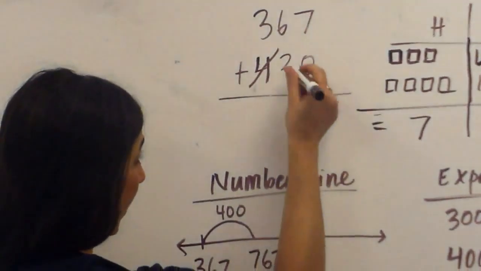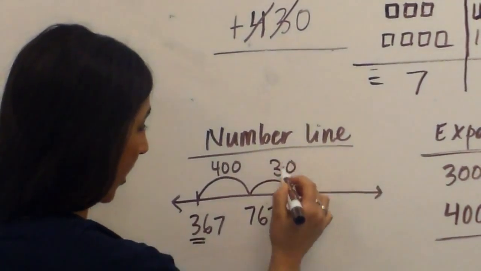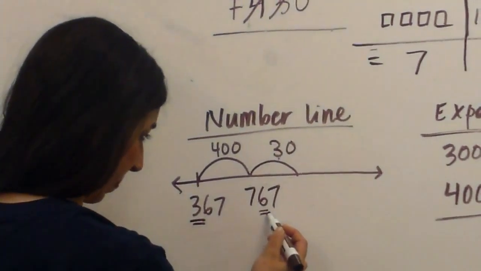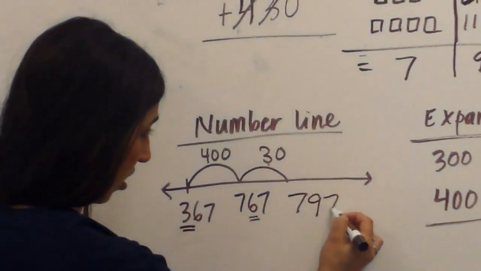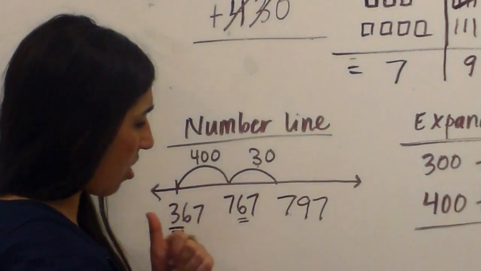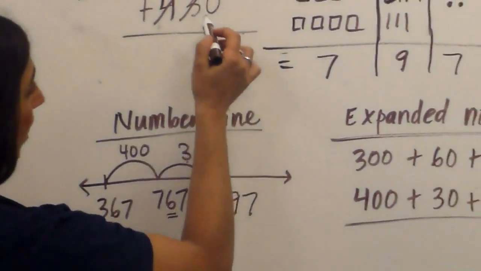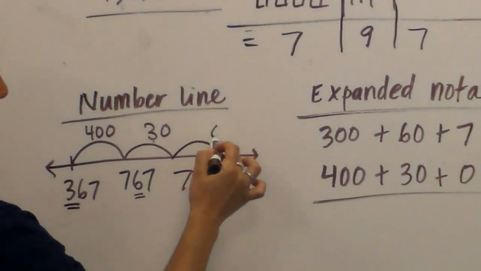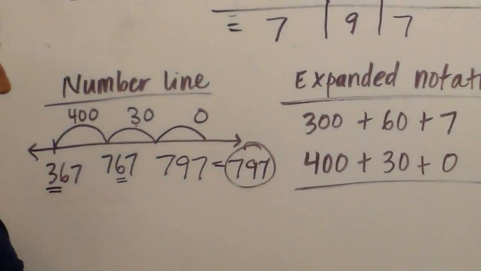Then I would look at my tens. I know that I have 3 tens to add. That's 30. I know that the only digit that's changing is the 1 in the tens place, so that will get me to 797. I know 67, 77, 87, 97. And then finally I have nothing in the ones column. I have 0. And so if I add 0, I just get to 797 as my final answer.